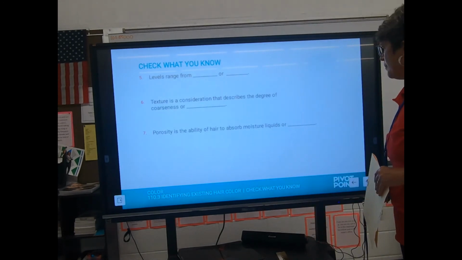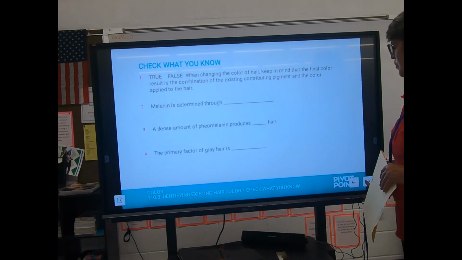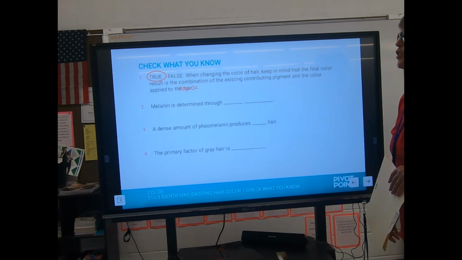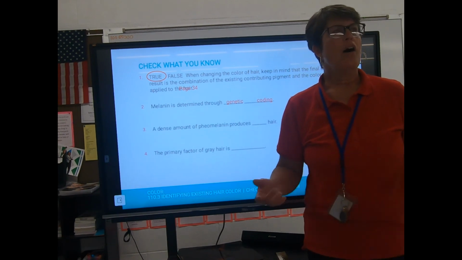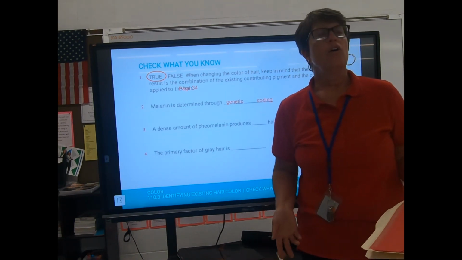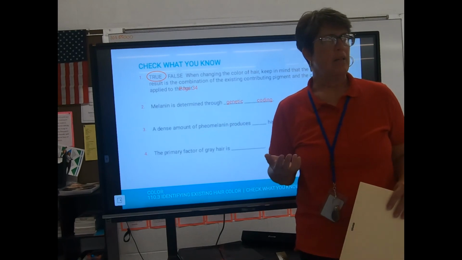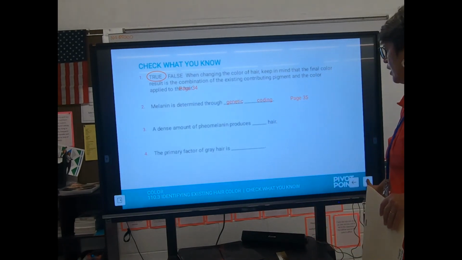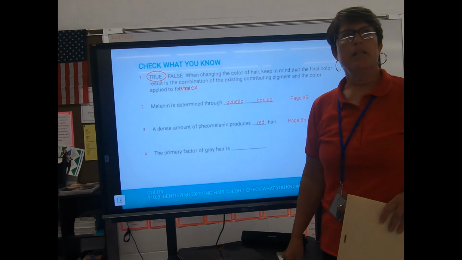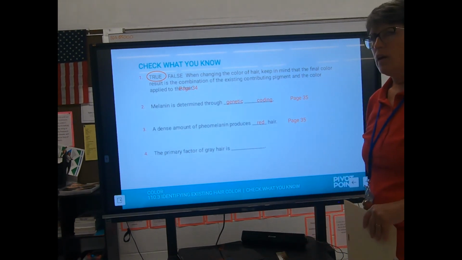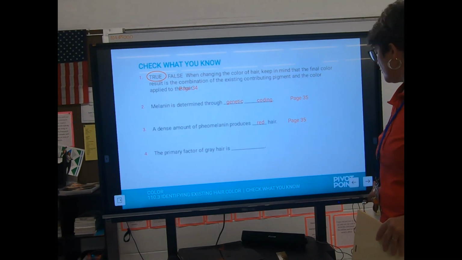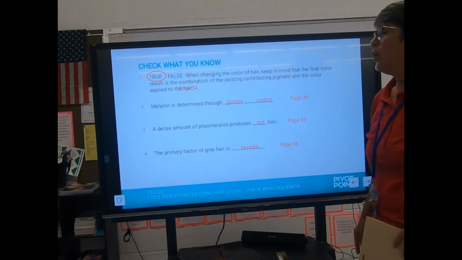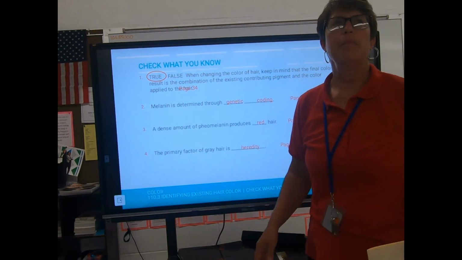All right, let's see what we got. Number 1 is true. Number 2, melanin is determined through genetic coding. Obviously, you get the color of your hair through genetics from your mom and your dad. A dense amount of pheomelanin produces red hair, not like all of you with your darker hair. And the primary factor of gray hair is heredity. I gave you that example.